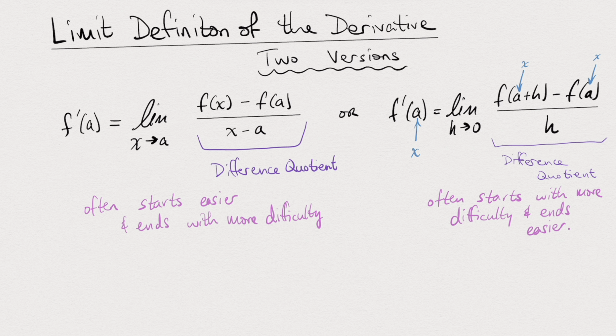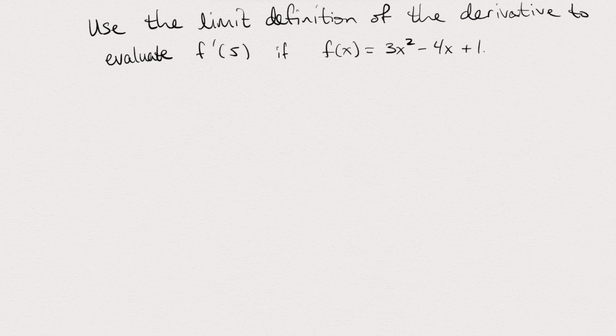All right, in this example, we're going to use the limit definition of the derivative to evaluate f prime of 5 if f of x equals 3x squared minus 4x plus 1. We'll actually do this using both definitions. My recommendation to you is to find which one you prefer and stick with that.